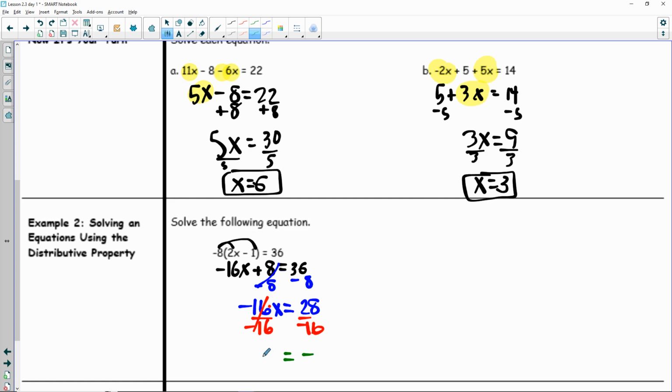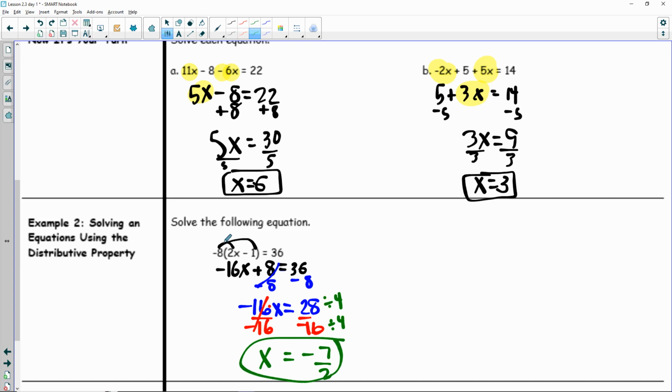28 over 16 is a fraction. They're both even numbers, so I can reduce it by 2 or 4. And this reduces by dividing the top one by 4 and dividing the bottom one by 4. I get 7 over 2.